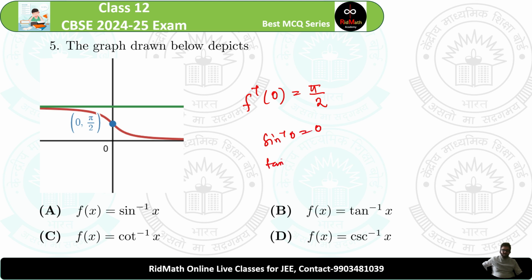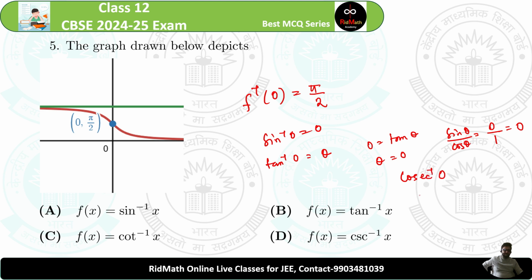Tan inverse 0. Tan inverse 0 means, say this is theta, so 0 equal to tan theta, and theta equal to 0, because tan is sin theta by cos theta. Cos 0 equal to 1, and sin 0 equal to 0. So 0 by 1 equal to 0. And cosec inverse is undefined.